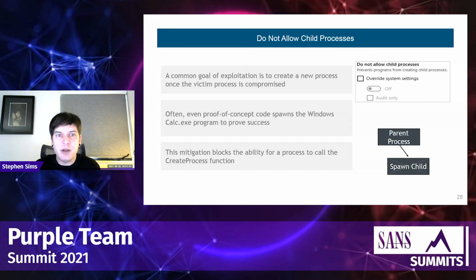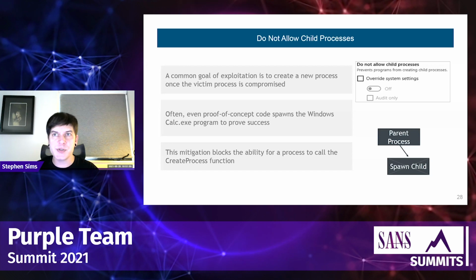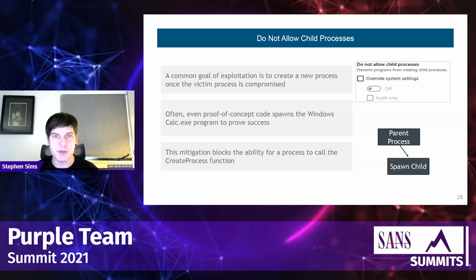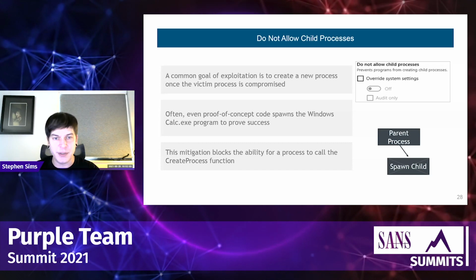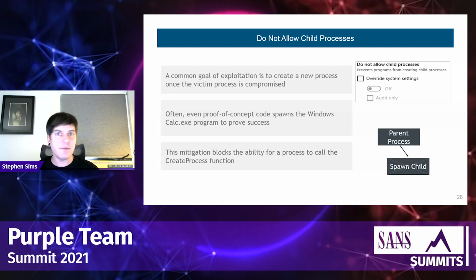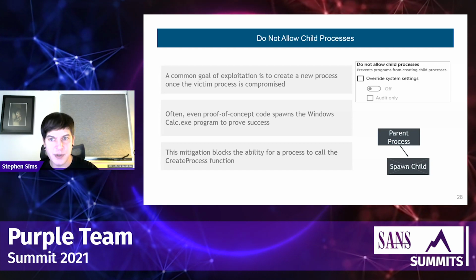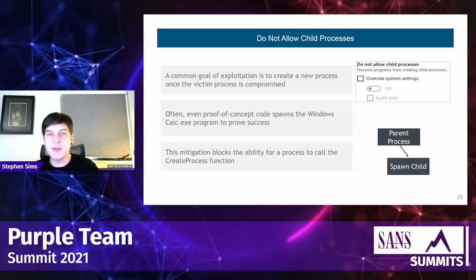So, do not allow child processes. It's called the calc killer is what some people call it, because a lot of times for demonstration purposes, an attacker would get shellcode execution and pop a calculator by creating a new process. So if a process doesn't ever need to create a child process, then you can turn this on for that particular process. If it does need to be able to spawn child processes, then you can.